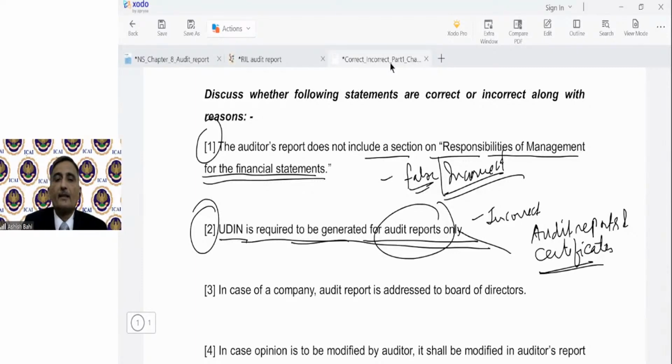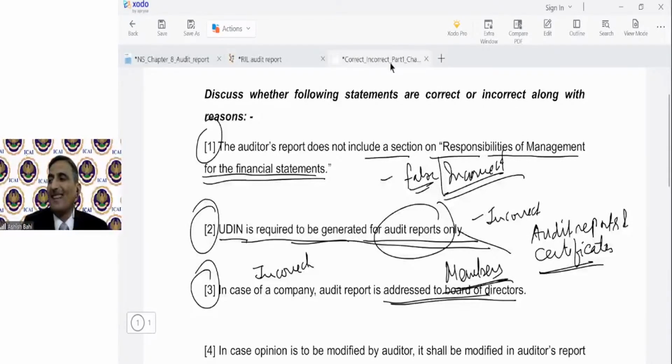Clear? Third. In case of a company, audit report is addressed to board of directors. Yes, this is also incorrect. In case of a company, audit report is addressed to members. Audit report is addressed to the members of the company.